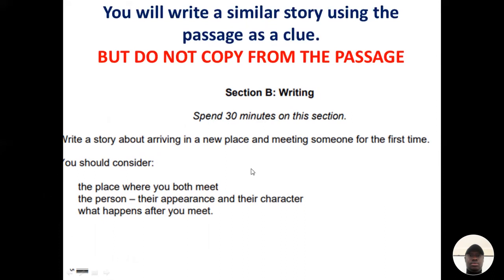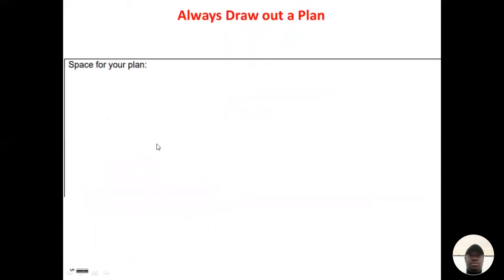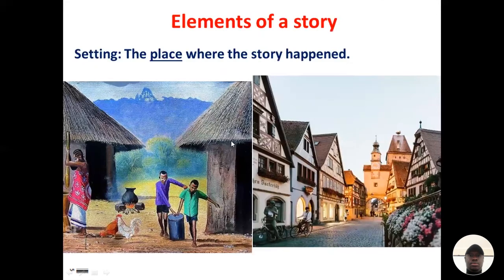They are going to also give you bullet points to address. So you will have a plan. They want to see your plan. So please draft out your plan. You can scribble your plan. They just want to see how you were able to develop the plan into a full-fledged story. We talked about the elements of a story. These are the things the examiners will look for in your story.